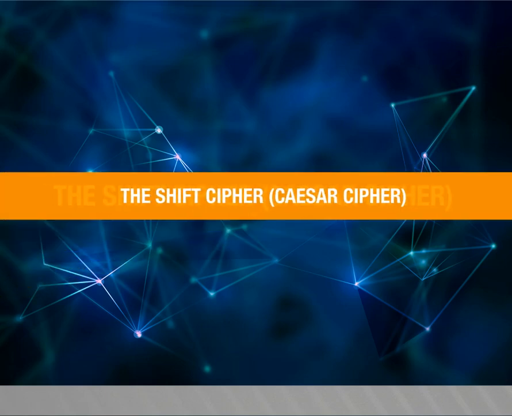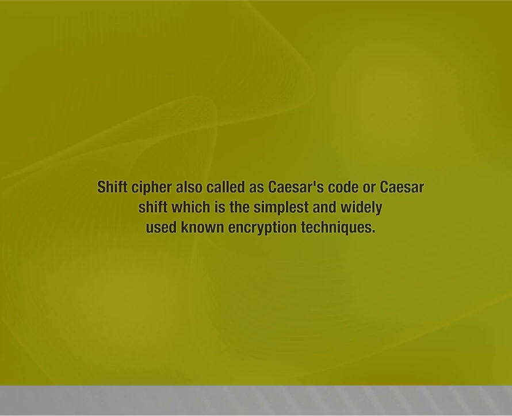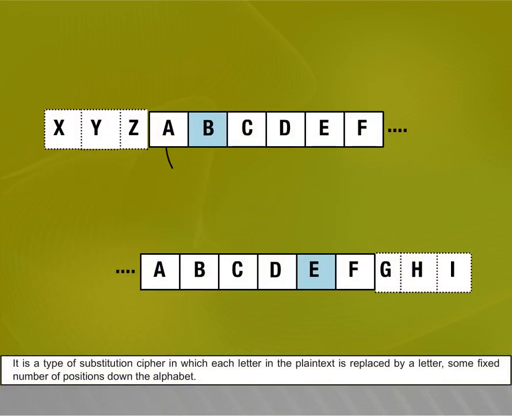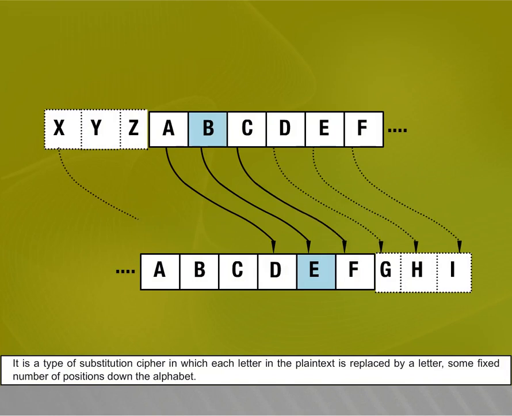The shift cipher, that is Caesar cipher. In this video, we are going to learn about the shift cipher, that is Caesar cipher. Shift cipher, also called Caesar's code or Caesar shift, is one of the simplest and most widely known encryption techniques. It is a type of substitution cipher in which each letter in the plain text is replaced by a letter some fixed number of positions down the alphabet.